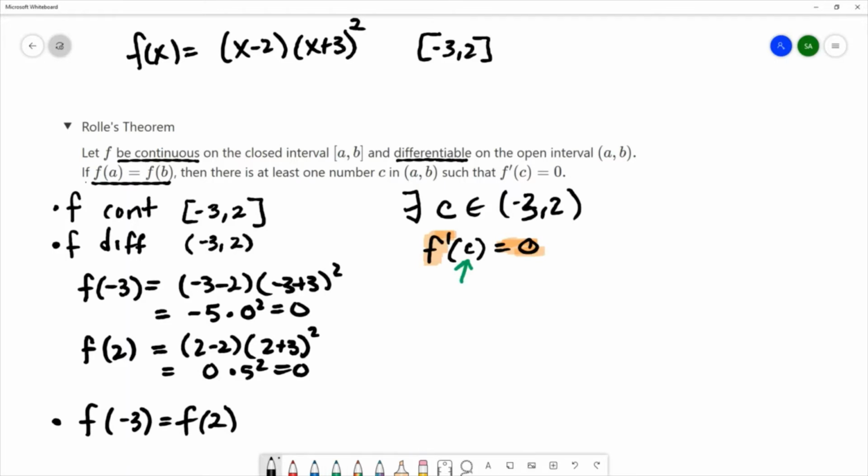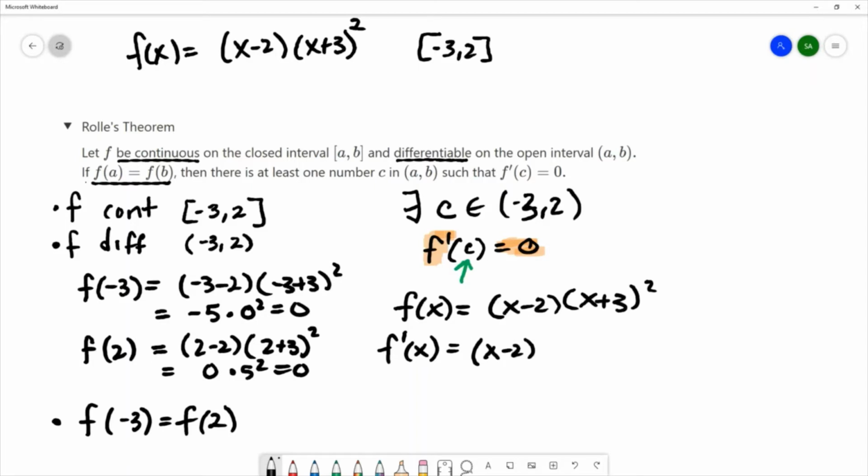So let's calculate the derivative. Our function is f of x equals (x minus 2) times (x plus 3) squared. I'm going to calculate the derivative in this factored format. And because I'm leaving it in this factored format, I'll have to use the product rule to calculate the derivative. So I'll do the first times the derivative of the second plus the second times the derivative of the first.